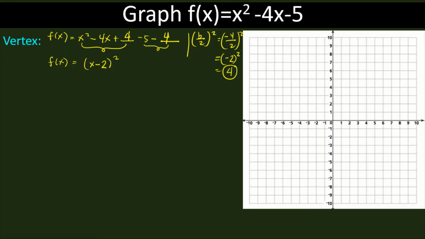Next, for the remaining here, negative 5 minus 4 is equal to negative 9. So, we have now the vertex form of this function. So, therefore, the vertex of this function is positive 2 and negative 9.